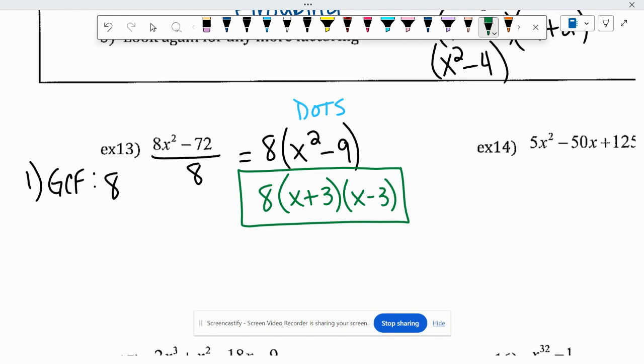So this is factored completely. Remember that once you pull out a GCF, you've got to still drag it along with you, okay? You can't just drop it off like you don't like it.